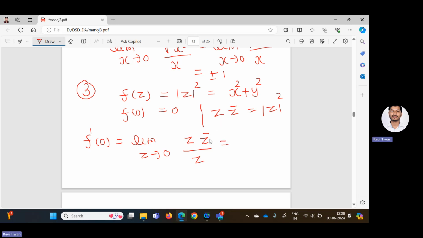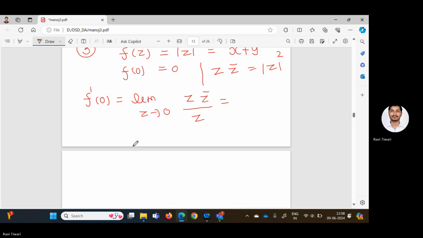So this equals the limit. Now you can convert into one variable or two variables. We can convert into two variables. As z tends to 0, x is also tending to 0, and y is also tending to 0. And z cancels out. So z conjugate is x minus iy. If x is tending to 0, you will get 0, and y is also tending to 0, 0. So finally you will get 0. So you are looking here, this time the limit we are getting is unique and finite also.